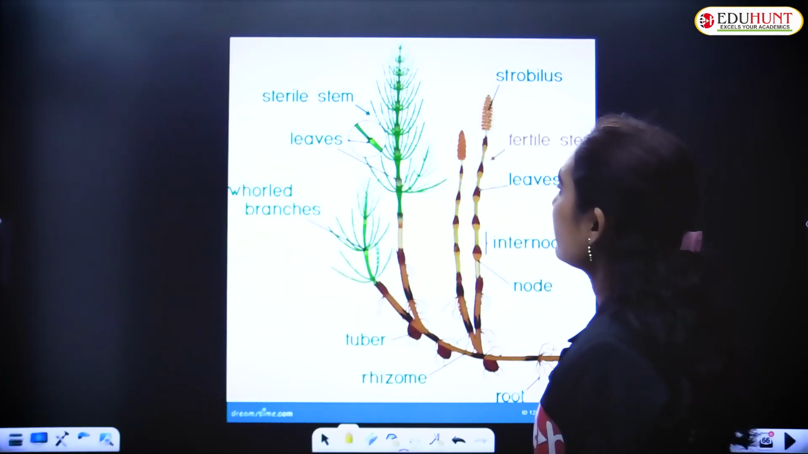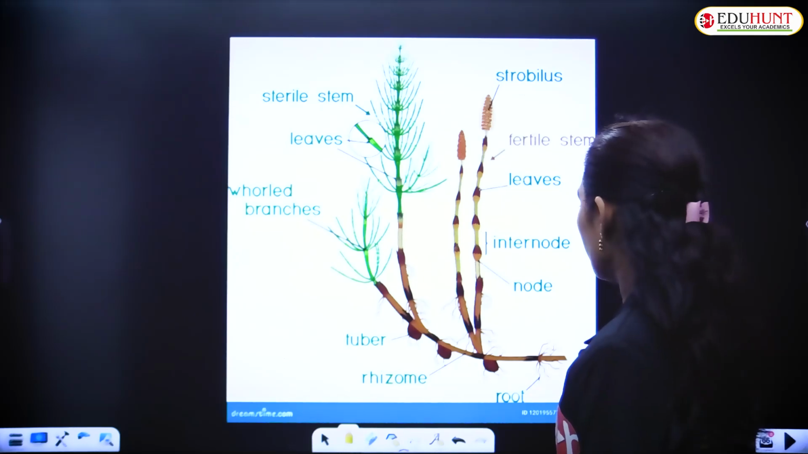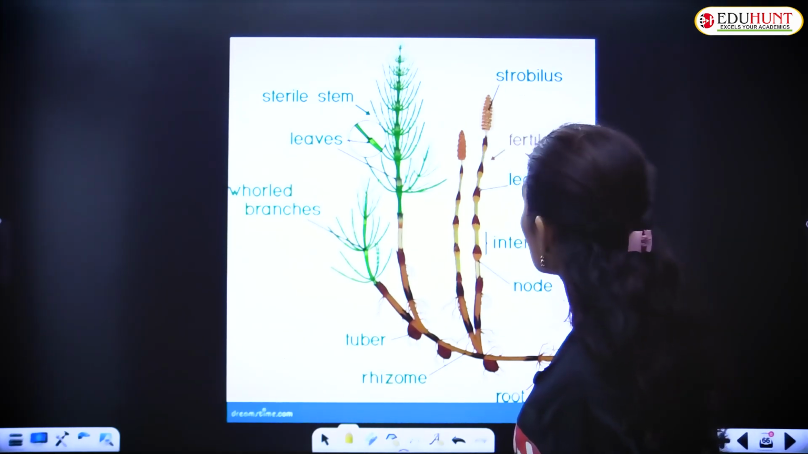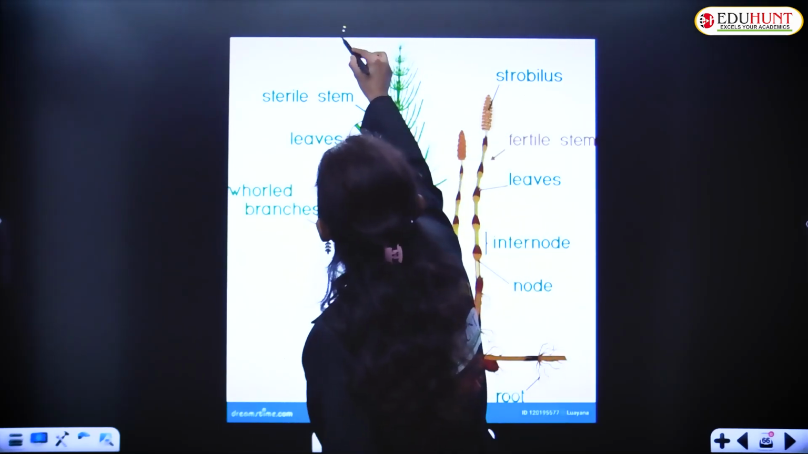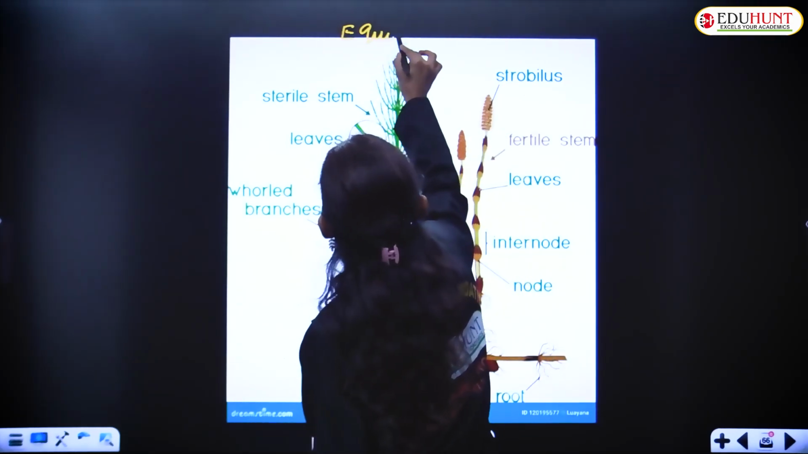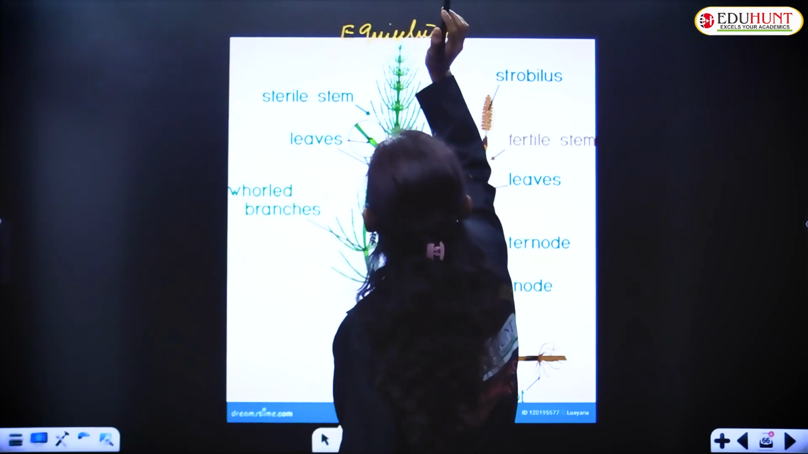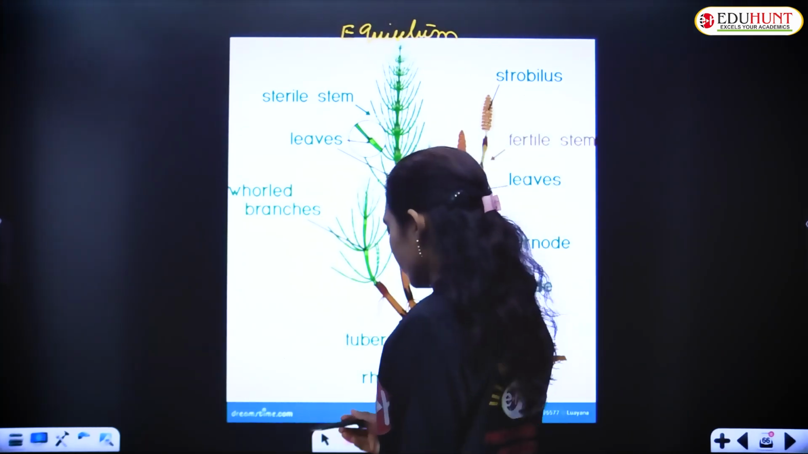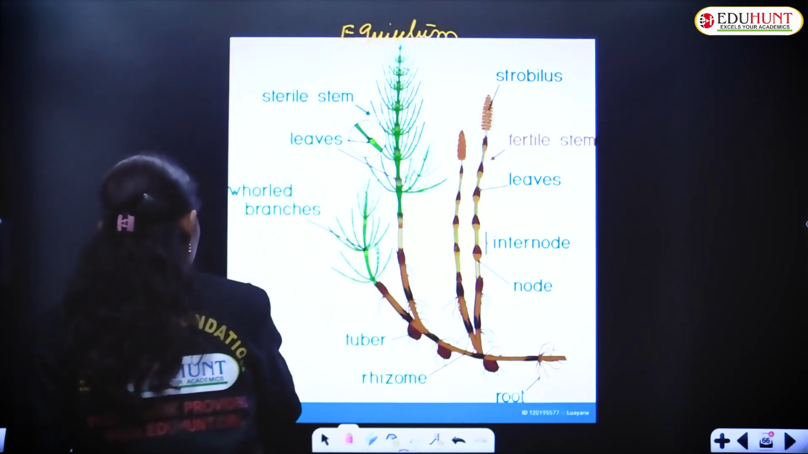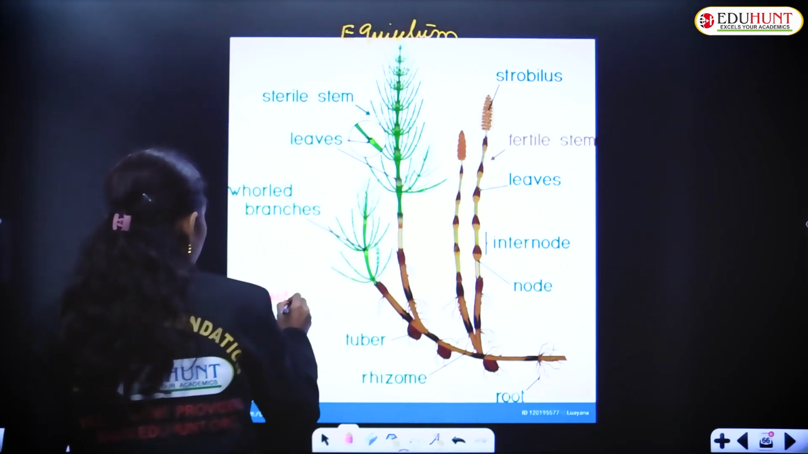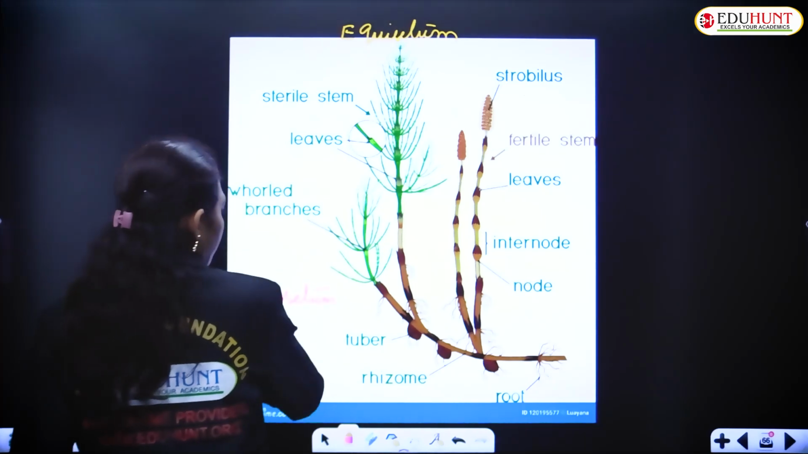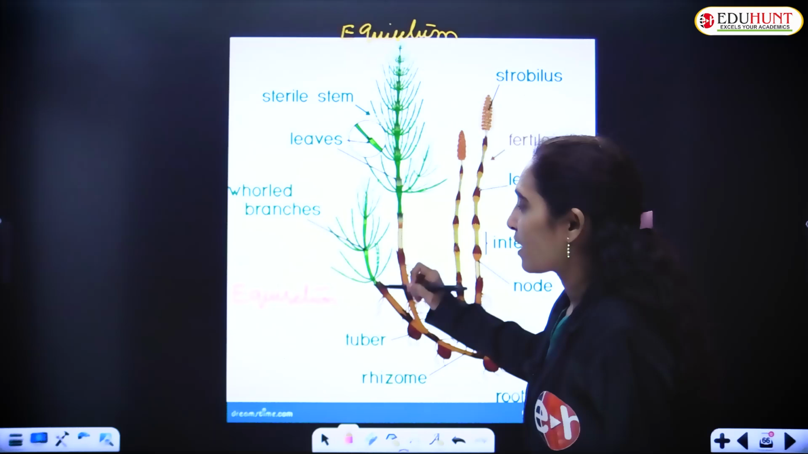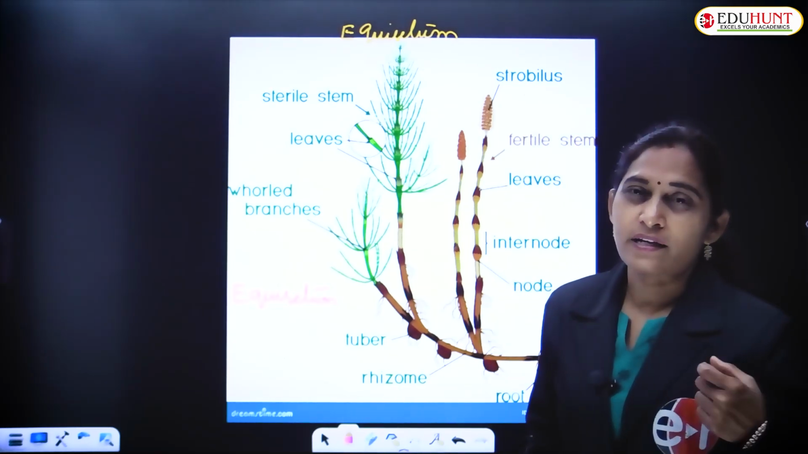And the next one is Equisetum. This is Equisetum. It's not mentioned here. Equisetum. If you see the Equisetum, the leaves are somewhat, they resemble Casuarina leaves.